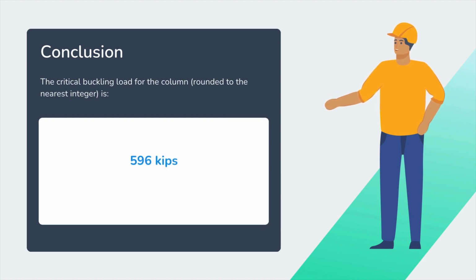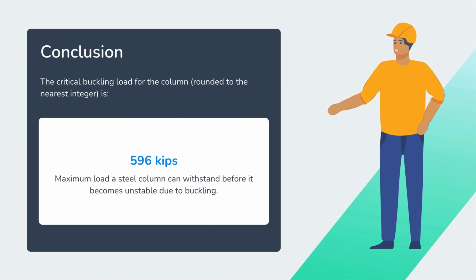This figure is essential for us as engineers. It indicates the maximum load our steel column can withstand before it becomes unstable due to buckling. This understanding is crucial for designing safe and efficient structures.